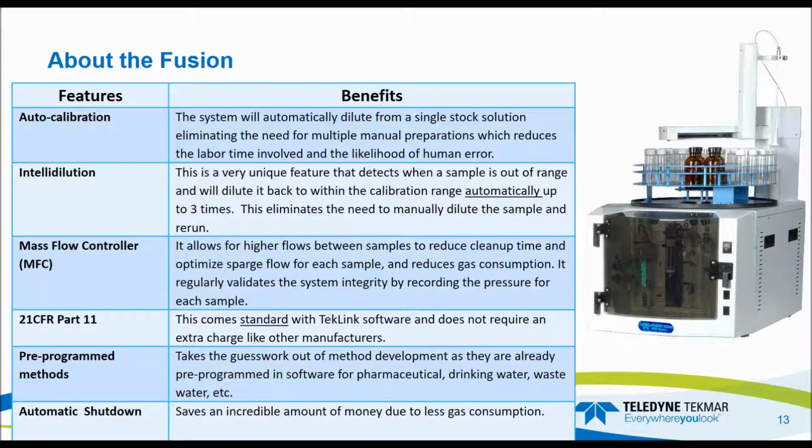It has pre-programmed methods. That TOC pharmaceutical method, I use that all the time for low-level analysis. It's great. It works, I would say, 80% of the time for low-level applications. However, in this case, I did optimize the method. I did alter the method, and I will talk about how I changed the method to get that 0.5 ppm and 8 ppm in the same calibration curve. And it has automatic shutdown, which uses less gas, so it's less costly.